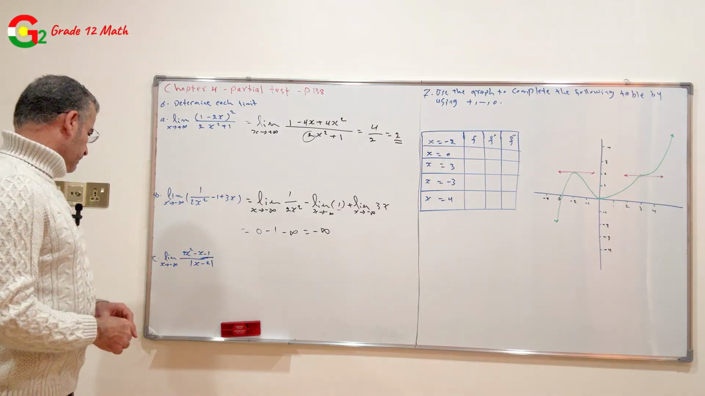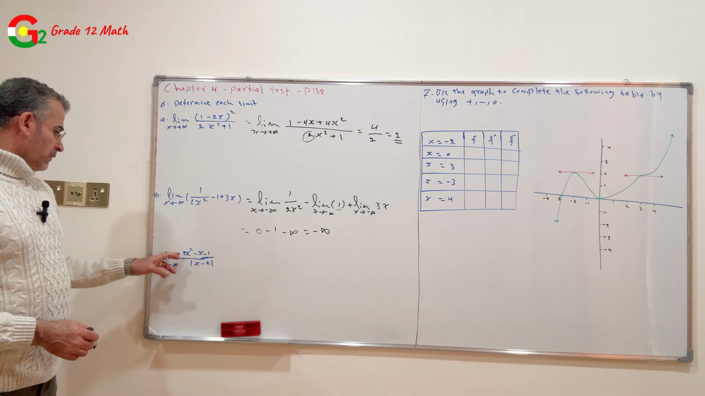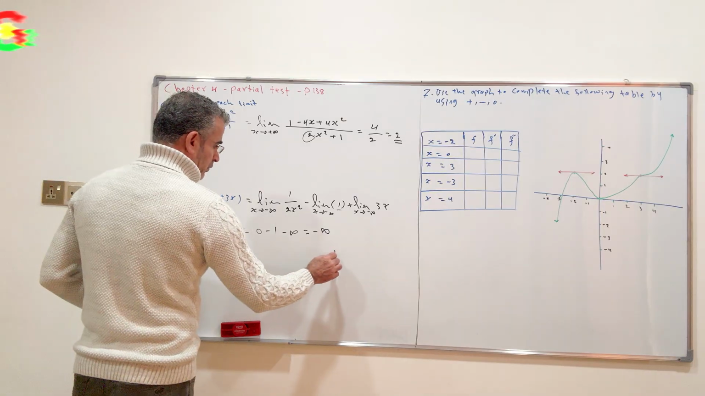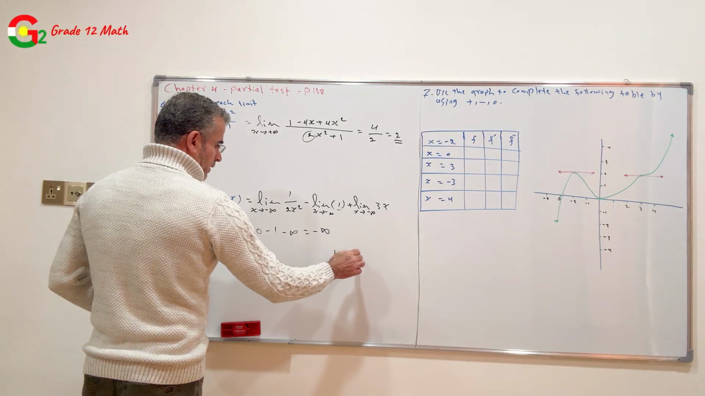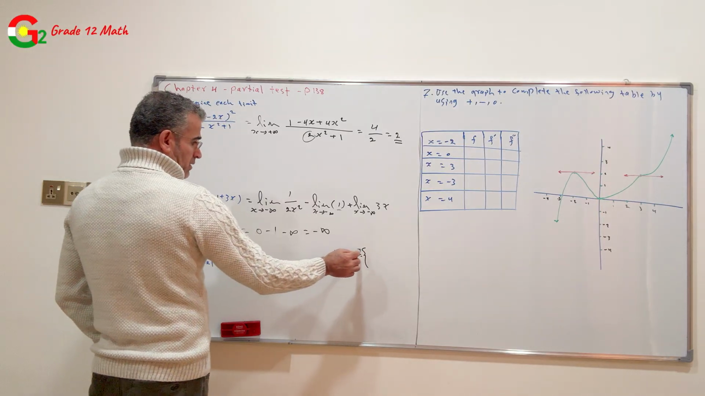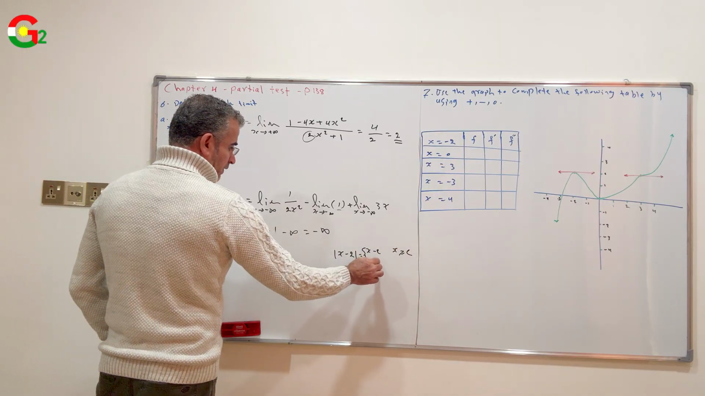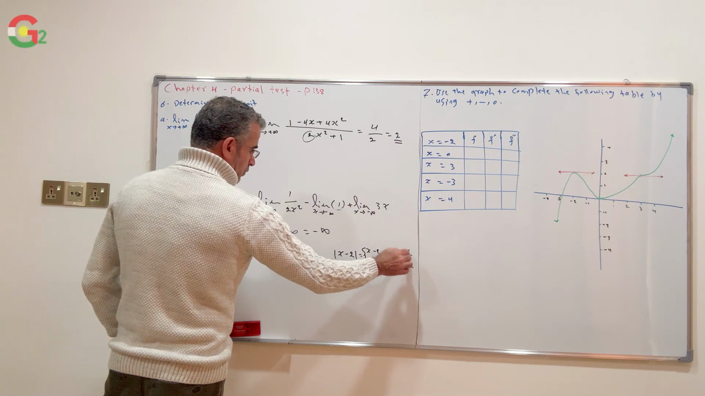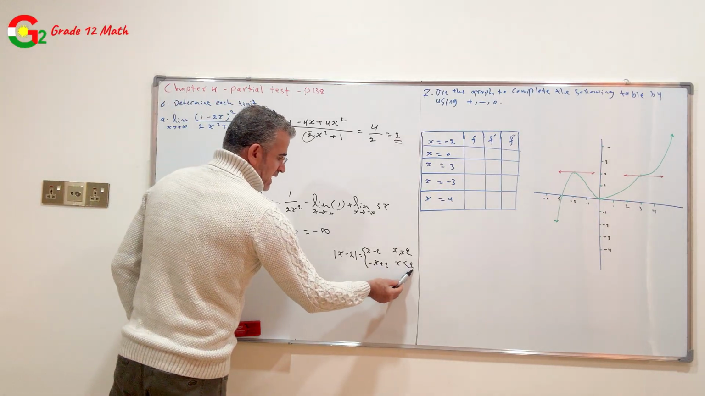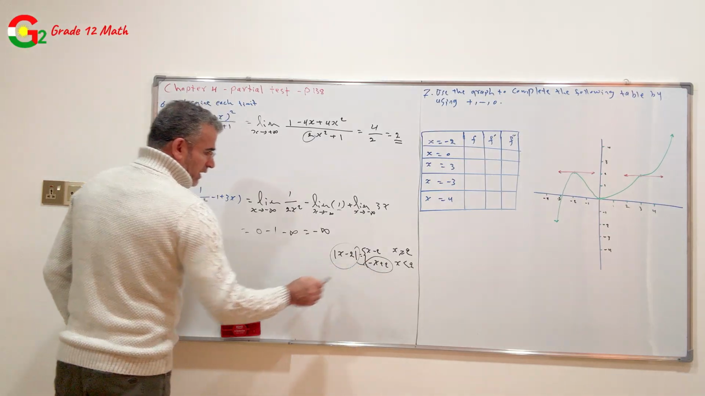For the third part, limit as x approaches negative infinity of (2x^2 - x - 1) over |x - 2|. To find this limit, we need to remove the absolute value. We use the definition of the absolute value: |x - 2| equals x - 2 when x is greater than or equal to 2, and equals -x + 2 when x is less than 2. Since x approaches negative infinity, x is less than 2. We substitute |x - 2| with -x + 2.